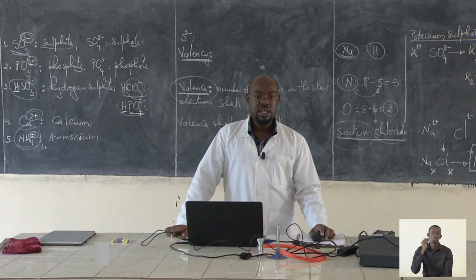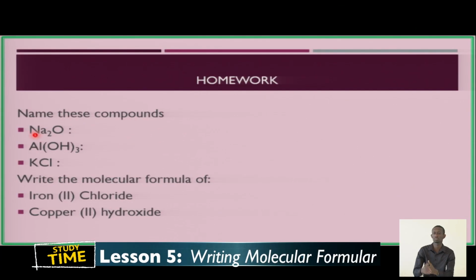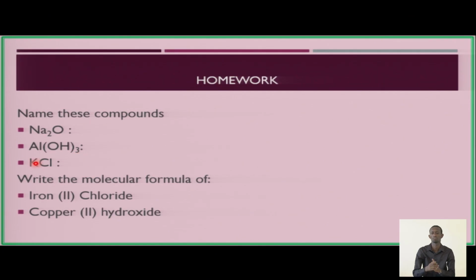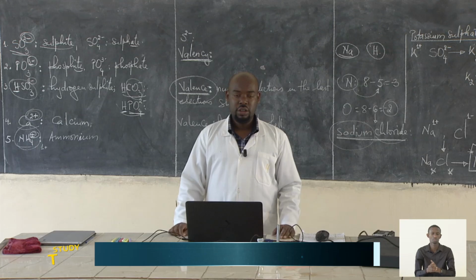Homework, name these compounds: Na2O, Al(OH)3, and number 3, KCl. Exercise number 2, write the molecular formula of iron 2 chloride, and number 2, copper 2 hydroxide. You will try this when you get time, and I'm very sure you will do them well.